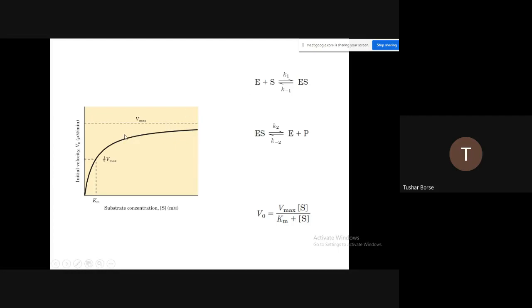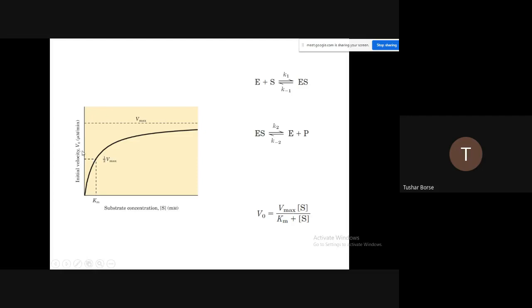And that is why we reach a position called the stationary phase or plateau region. That stationary phase we call Vmax, that is the maximum velocity. That is, you have reached a stage where you have got the maximum velocity. After that, even if you increase the substrate concentration, the velocity is not going to increase. So we have that maximum velocity.